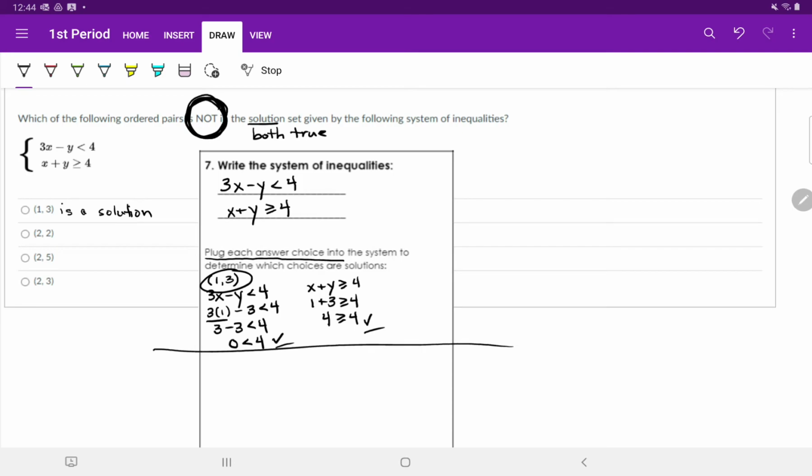Let's move on and test the next point. 2, 2. First, we're going to plug it into 3x minus y is less than 4. That'll give us 6 minus 2 is less than 4, which is 4 is less than 4. Is that true? No. 4 is not less than 4, which means this is not a solution to the system. So we can actually stop here. We found the point that is not a solution to the system.